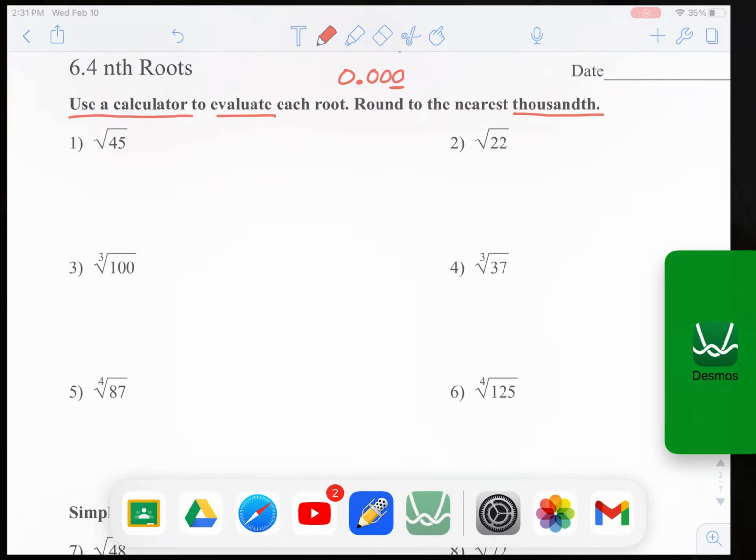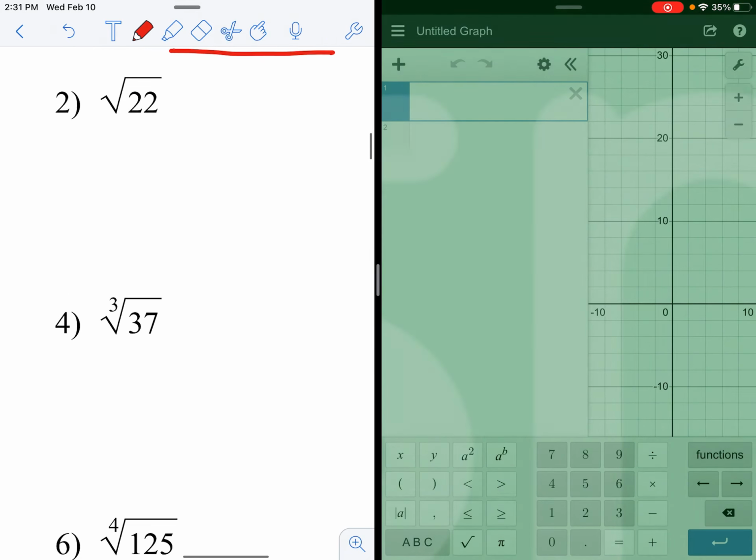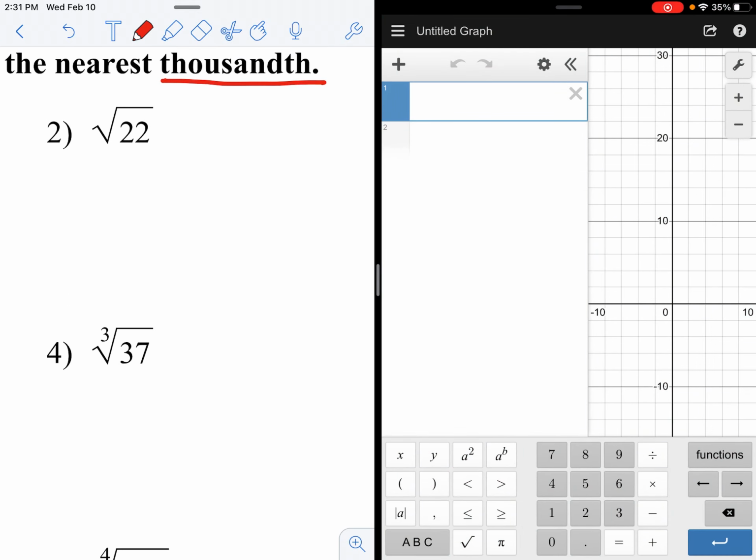Let me pull up the calculator, and whether you're using Desmos or some other calculator, they pretty much all have a square root button. Square root of 22, 4.69, and then the next number is a 0, and the next number after that is a 4, which means we do not round up.